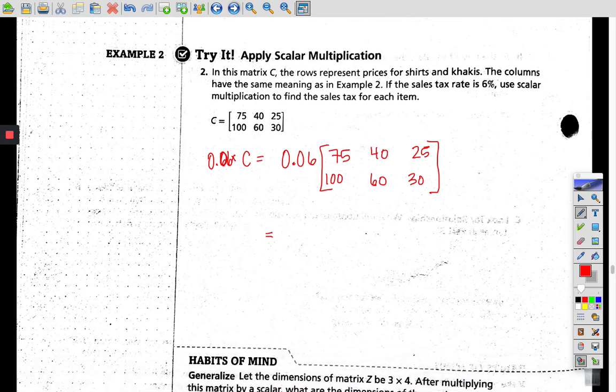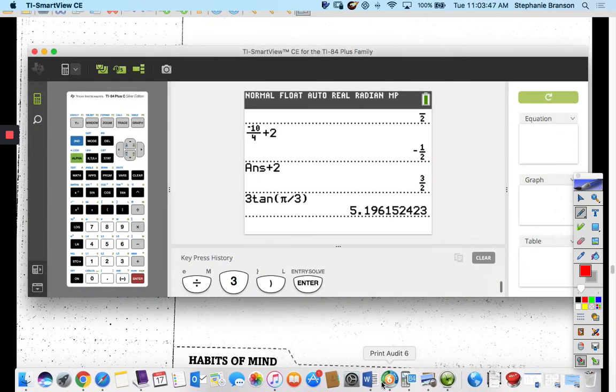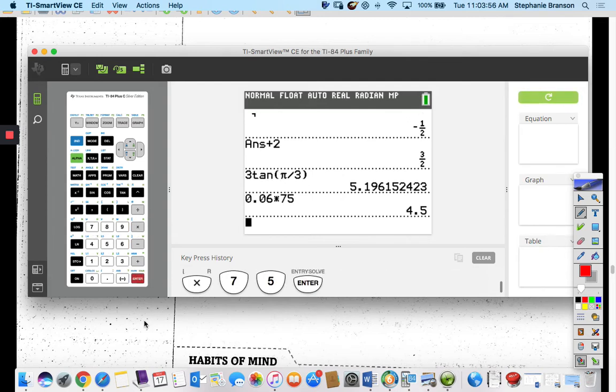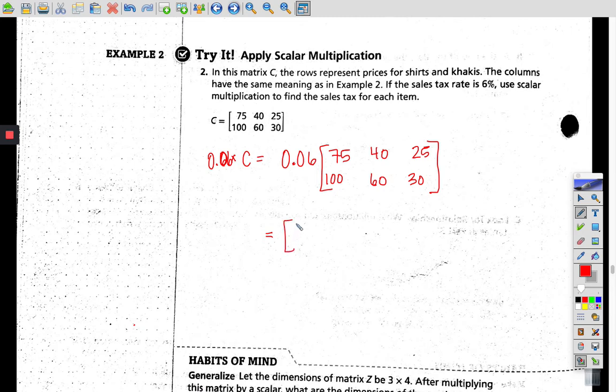So I'm going to get my calculator, and I'm going to multiply 0.06 times 75. And I get 4.5. But if we're talking about money, that would be 4.5 what? 0, correct? So now I'm going to take 0.06 and multiply it by 40. And I get 2.4 or 2.40. 0.06 times 25, and I get 1.5 or 1.50.